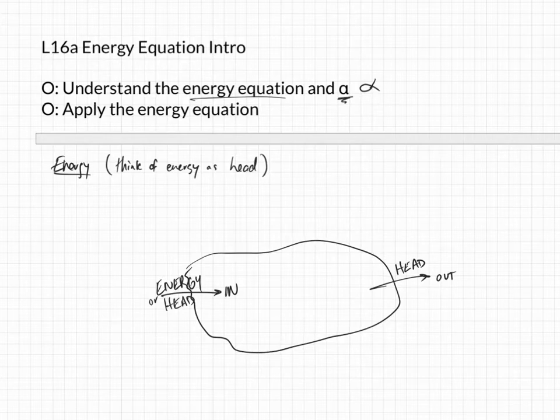So in a balanced system with no inputs or outputs of energy, what goes in is going to equal what leaves. So normally we might say that in equals out plus accumulation of energy.